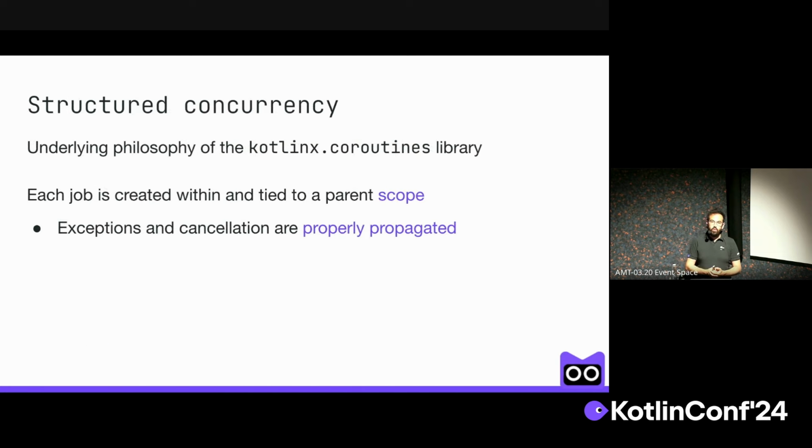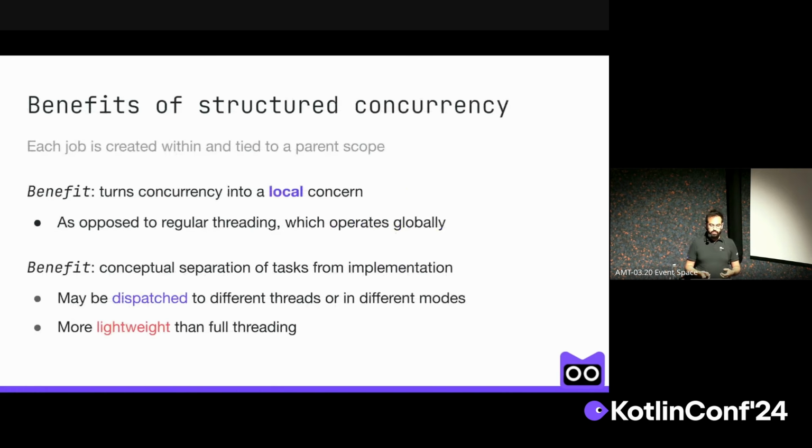So let's begin with this summary of what structured concurrency is. This is the underlying philosophy, the way the kotlinx.coroutines library is architected. And the main idea there is that instead of having just jobs here and there, jobs are created and tied to a parent scope. And that helps us deal with exceptions and cancellation.